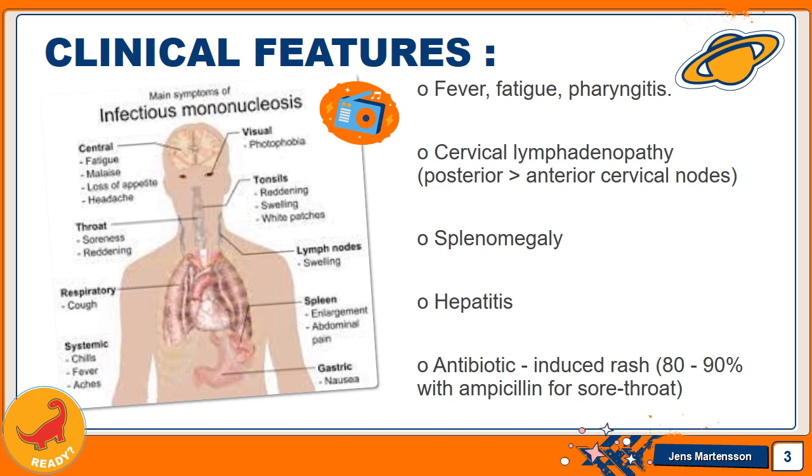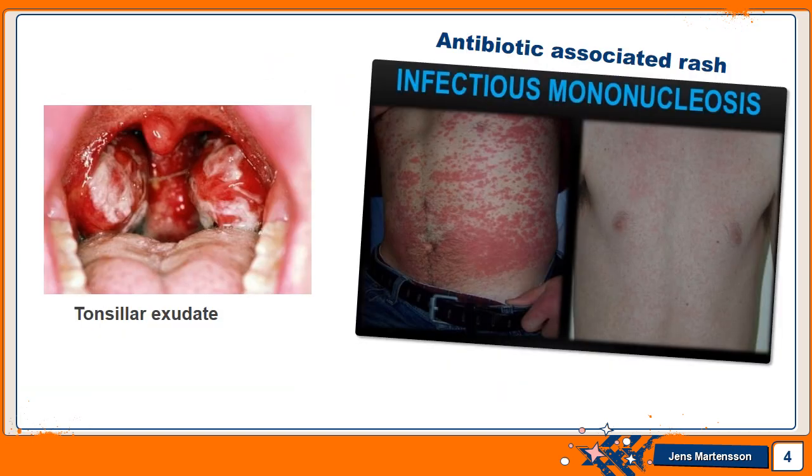Antibiotic induced rash occurs in 80 to 90% with ampicillin for sore throat. So whenever a patient gets sore throat and we prescribe ampicillin to that patient, the patient will develop a rash which is going to be macular or petechial, and it can also be of the erythema multiforme type. Occasionally a patient may have aseptic meningitis, encephalitis, etc. So you can see tonsillar exudates. These are whitish exudates, and on the other side it is ampicillin associated rash which occurs in mononucleosis.